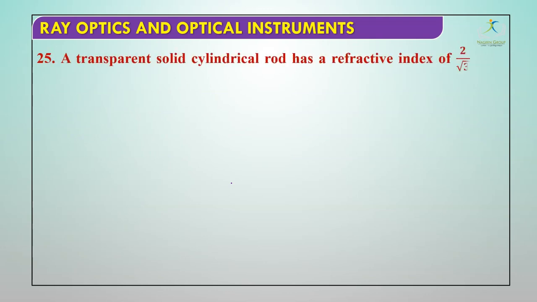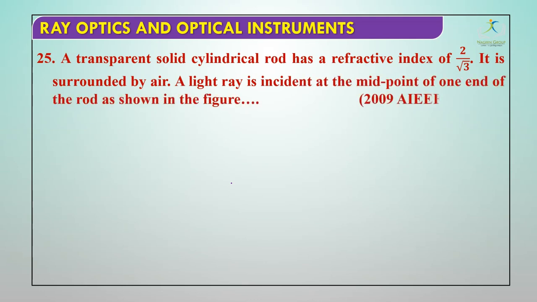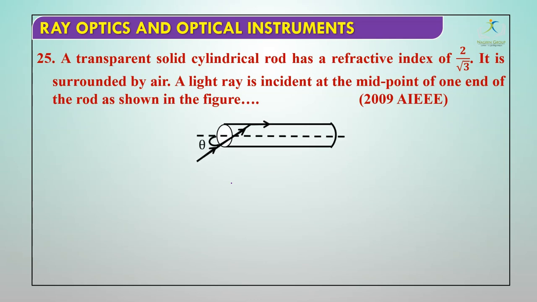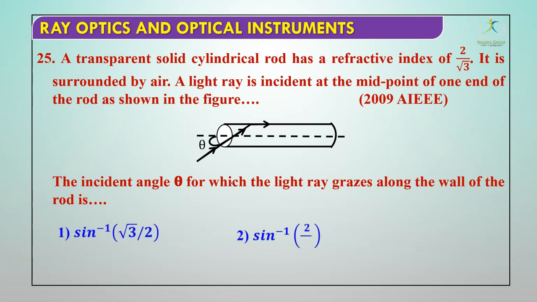25th question we have: the transparent solid cylindrical rod has a refractive index of 2 by root 3. It is surrounded by air. A light ray is incident at the midpoint of one end of the rod as shown in the figure. The incident angle for which the light ray grazes along the wall of the rod is sin inverse root 3 by 2, sin inverse 2 by root 3, sin inverse 1 by root 3 and the fourth sin inverse 1 by 2.